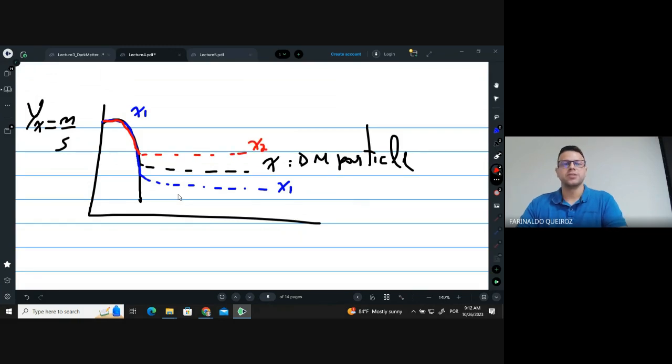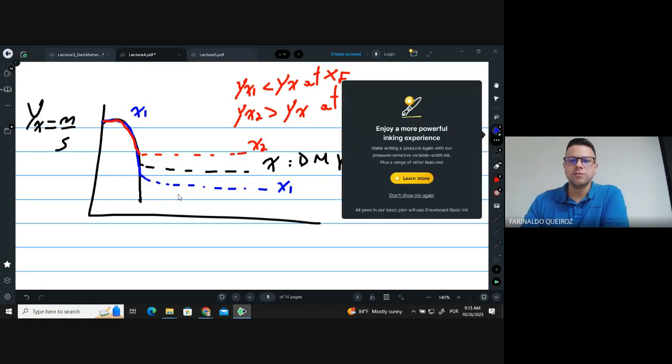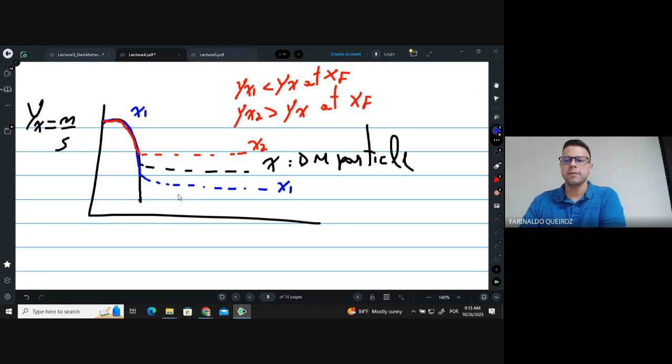I have chi2. So in this case, the yield of chi2 is larger than the yield of chi at freeze out, right? And the yield of chi1 is smaller than the yield of chi at freeze out. So therefore, if chi1, so now let's go. I'm just contemplating assumptions, okay? I don't have a concrete model.